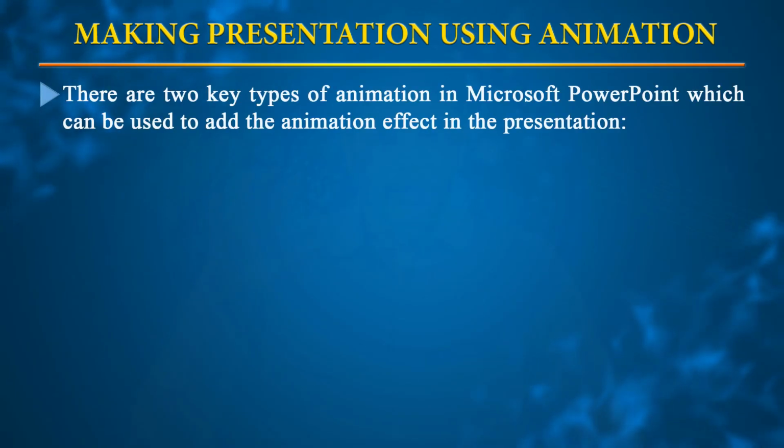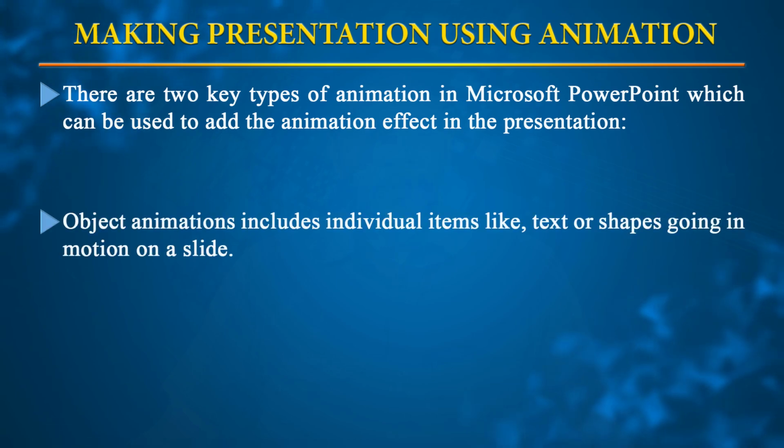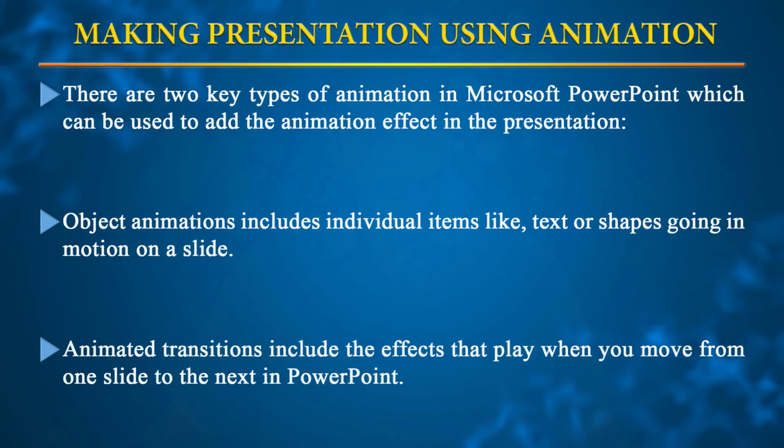There are two types of animation when we talk about Microsoft PowerPoint, which can be used to add animation effects to the presentation. Object animations include individual items like text or shapes going in motion on a slide. Animated transitions include the effects that play when you move from one slide to the next in PowerPoint.